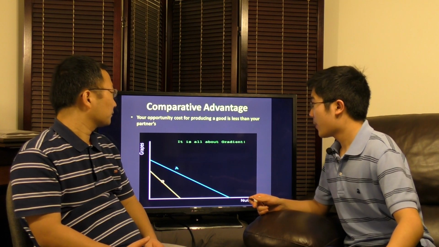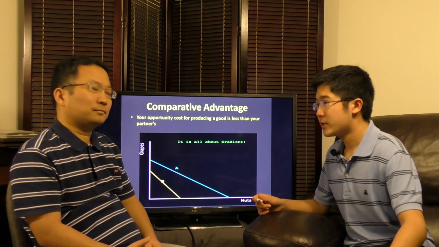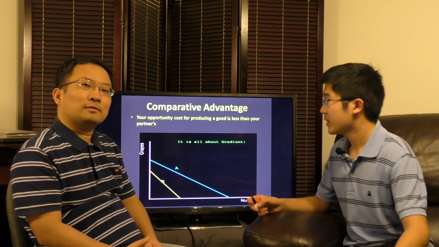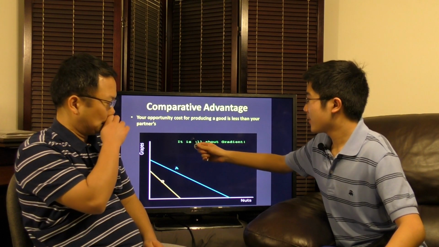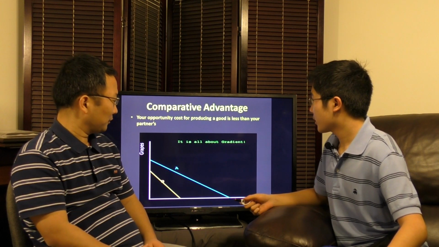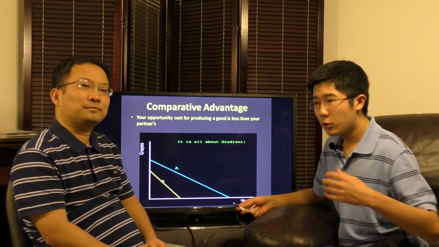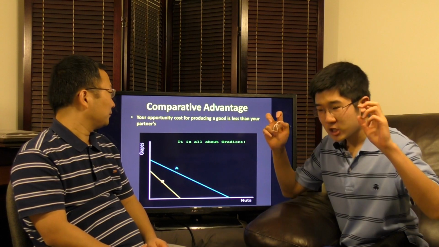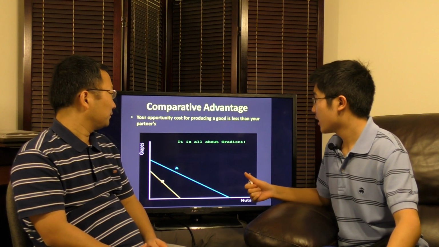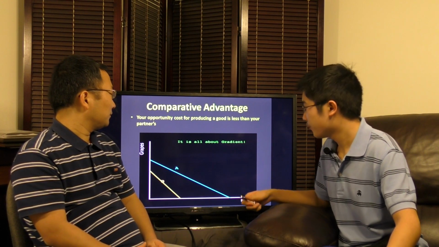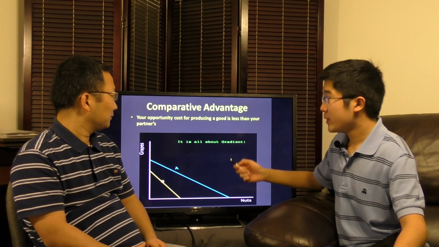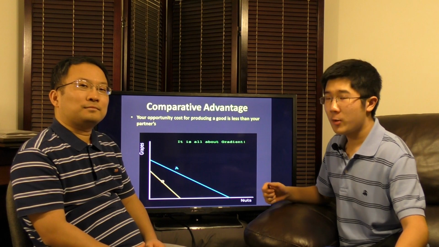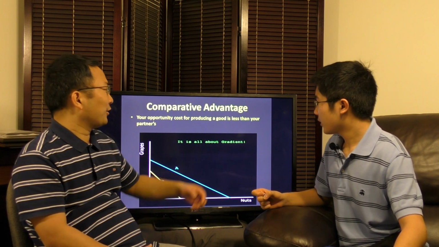The next thing is comparative advantage, which was brought up by David Ricardo back in the 1880s. We'll talk about that later. Comparative advantage is basically your opportunity cost of producing a good. When you have a lower opportunity cost, that good is technically cheaper to you, so you have a comparative advantage compared to your partner. You can see here it says it's all about the gradient. What we mean by this is comparative advantage is all about the slope, all about the opportunity cost.